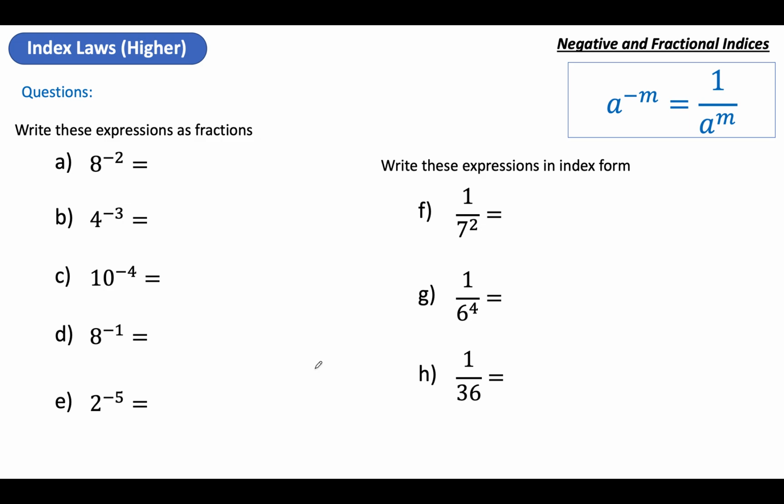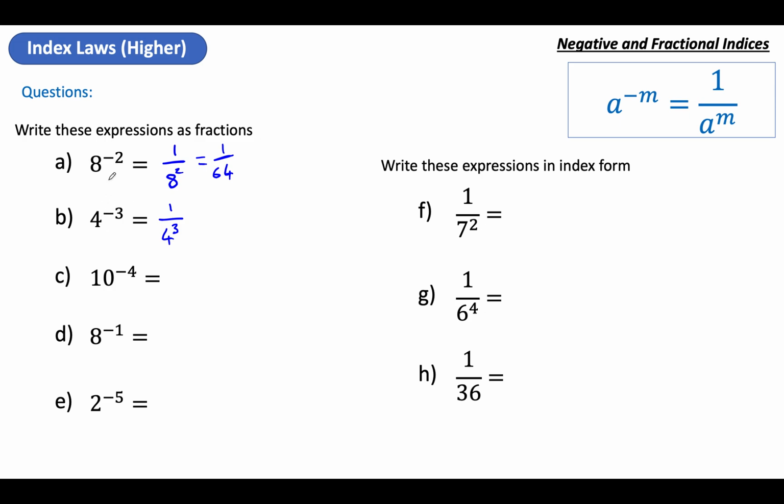Pause. Yeah. So 8 to the power of minus 2. Push it down, make it positive. 1 over, we're finding the reciprocal of this, and now the power is positive. And 8 squared is 64, so it's 1 over 64. Right. 4 to the power of minus 3. It's a negative power, so we'll do the reciprocal. Push it down, make it positive. 1 over 4 to the power of 3.